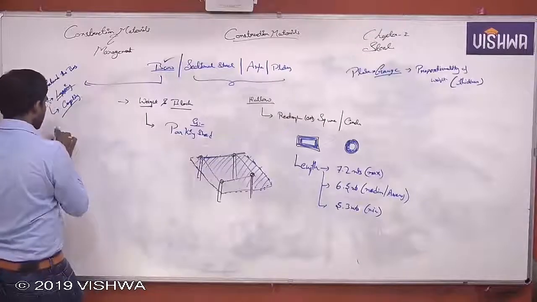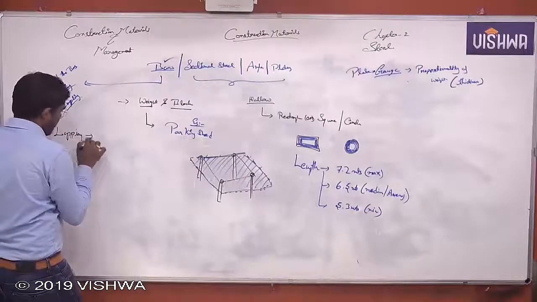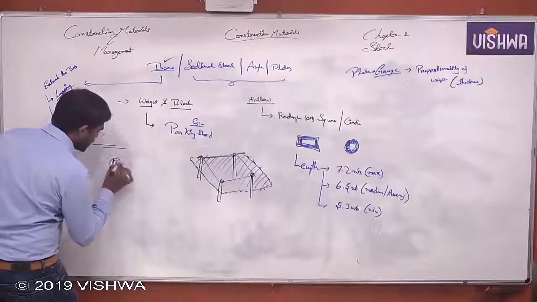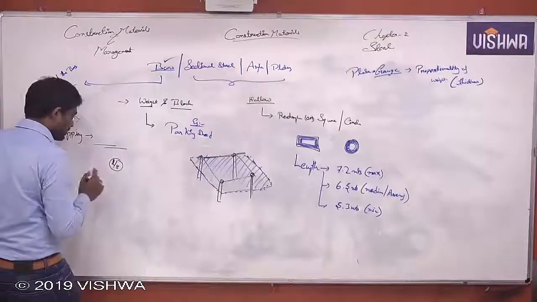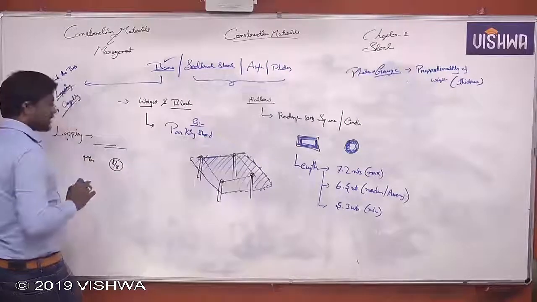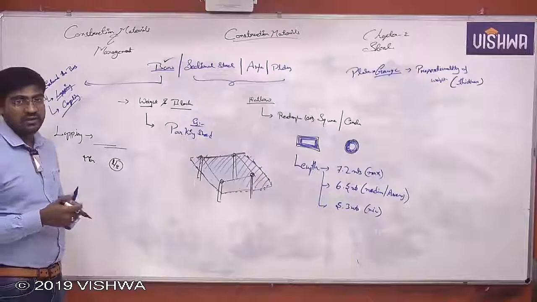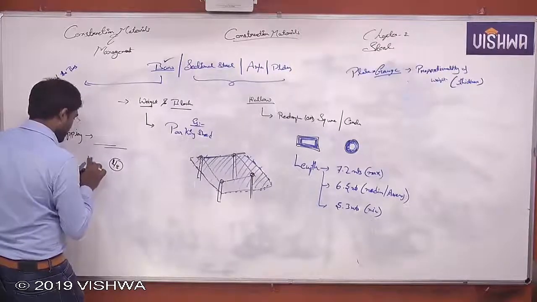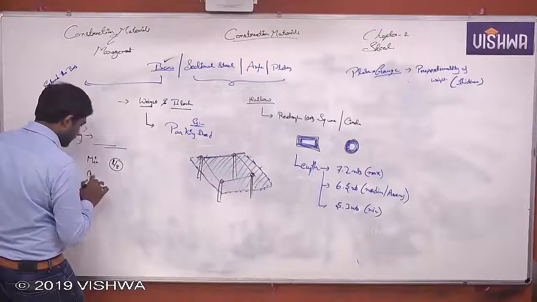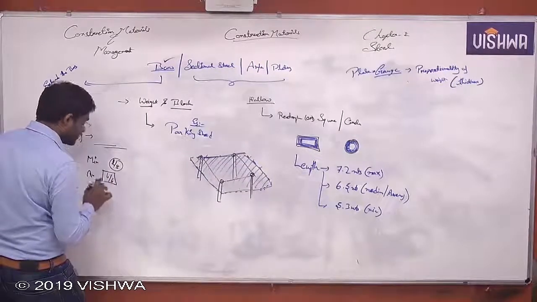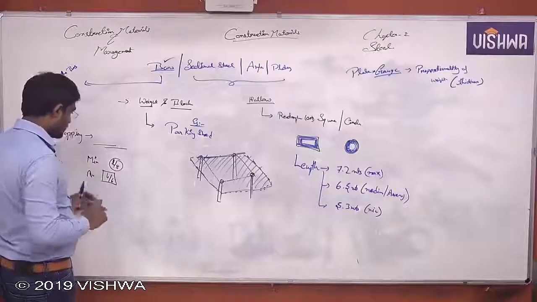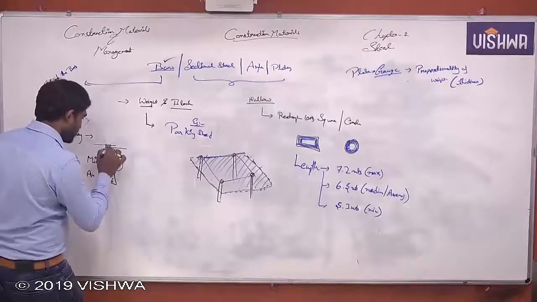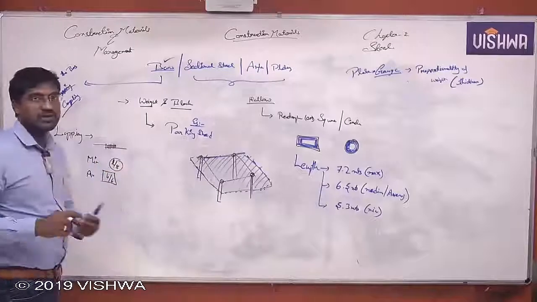What exactly is lapping? It is nothing but one bar encased with respect to another bar, with a minimum lapping size of L by H, to get the exact strength. On an average, we will be going with L by 6 as the minimum that we have to provide. So depending upon the available size, we will lap this one with binding wire or with welding as well.